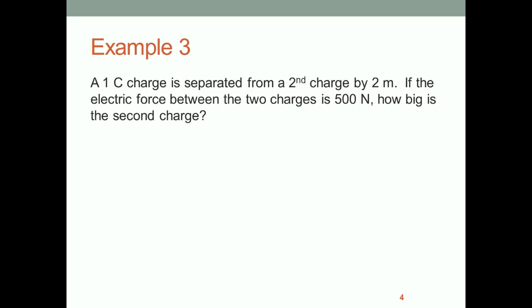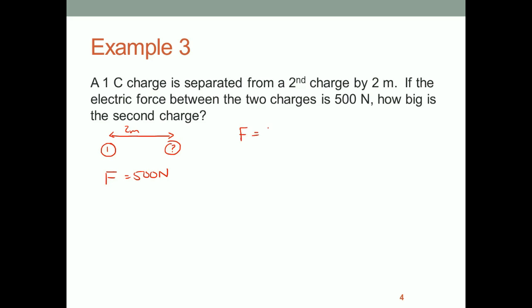In example 3, I have a 1 coulomb charge and I have another charge, but I don't know how big it is, so I'm going to label it with a question mark. I'm told the distance between them is 2 meters, and that the force has a value of 500 newtons. And I want to know the unknown charge.